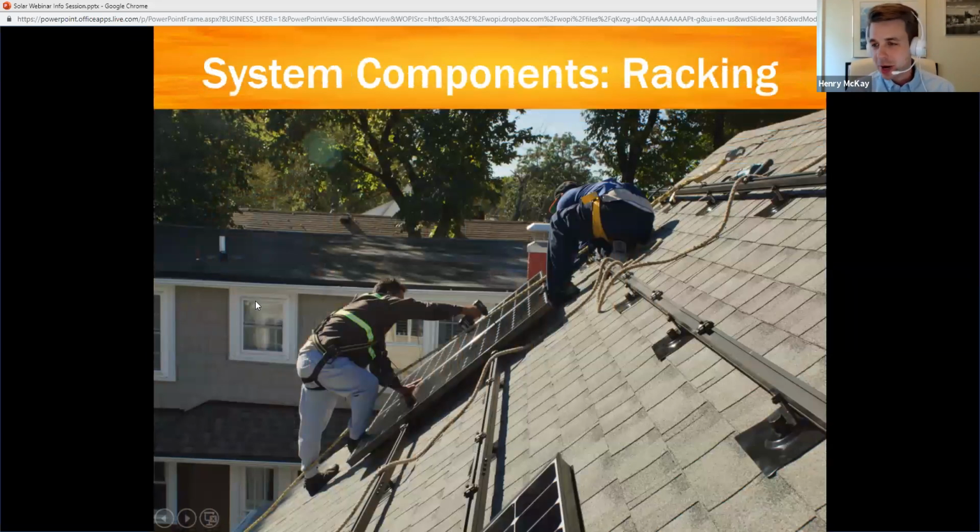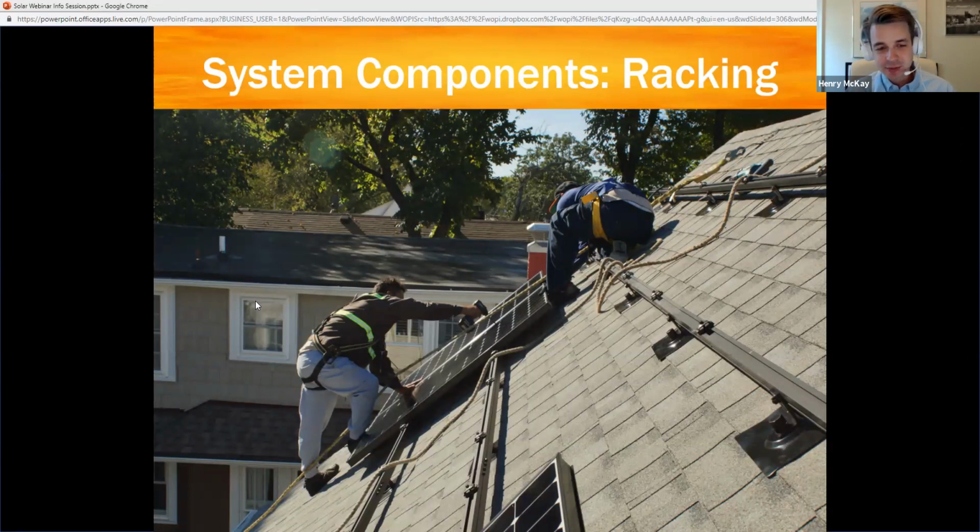And then there's the racking system. So if you're doing a roof-mounted system, it's how those solar panels attach to your roof. And so you can see here, there's these rails running across this asphalt shingle roof. The rails themselves are attached to the roof, and they're actually drilled. There's holes drilled through the roof, and so the rails are bolted onto the rafters of your roof. So it's a very sturdy, wind-resistant connection. And then the panels are attached to the rails.